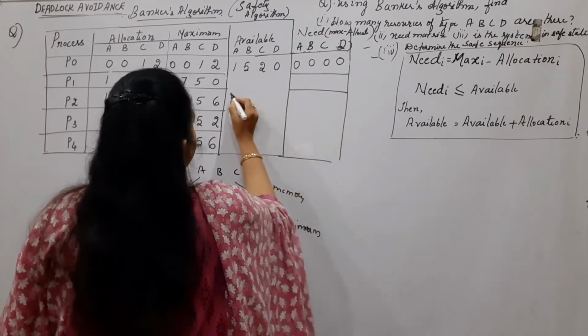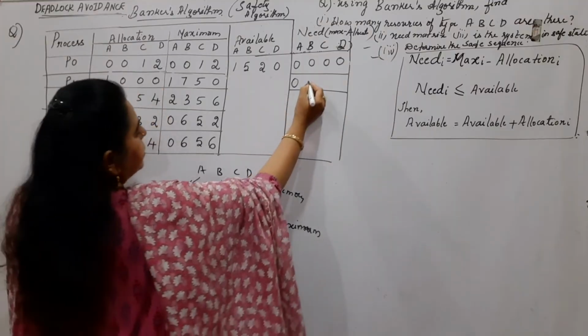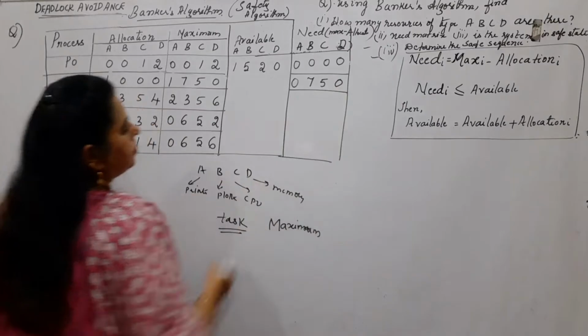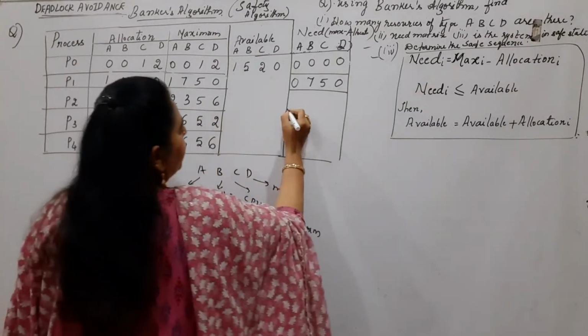Next, we'll check with the P1. 1 minus 1, 0. 7 minus 0, 7. 5 minus 0, 5. 0 minus 0. Okay. So this way you have filled the values for the need for P1. What about the need for P2?